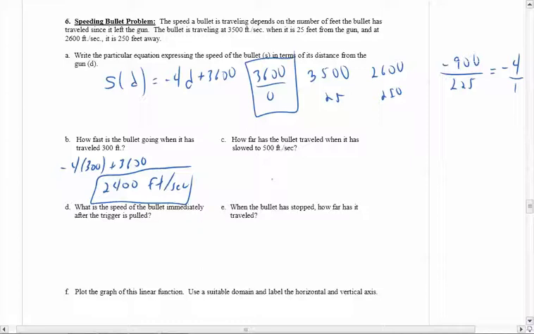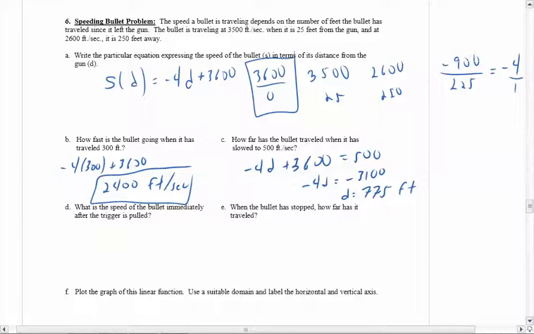How far has the bullet traveled? Well, now we have to plug this in, and we're going to say negative 4d plus 3600. What happens when that equals 500? Let's see where we're at. If you subtract on both sides, you're going to get negative 4d is equal to negative 3100. And if I take 3100 and divide it by 4, I get d is positive 775, and my answer here would be feet. So we're at about 775 feet when the bullet is moving at 500 feet per second.